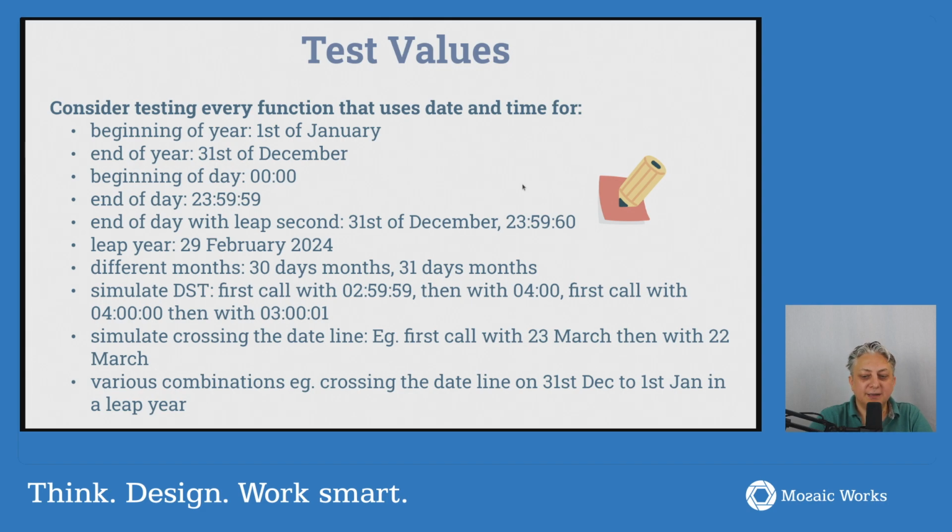Simulate crossing the date line. So make a call with 23 March, make a call with 22 March, for example. You can use whatever value you want here. It's particularly funny when you combine these, like combining beginning of year with crossing the date line. So now I'm on 31st December, then on 1st January, then on 31st December again. And then if you combine crossing the date line with a leap year, might be something interesting. Okay.